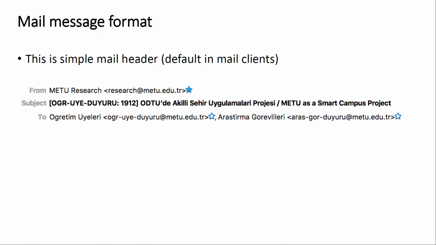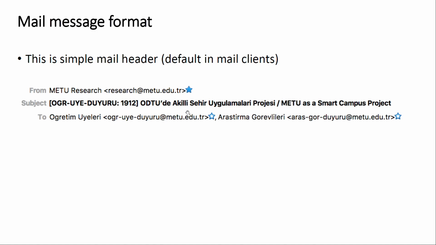So here's an example email. Most of the time in your browser or email client like Outlook Express, you see very simple headers, so you see where the mail comes from, the subject, and who it is sent to.